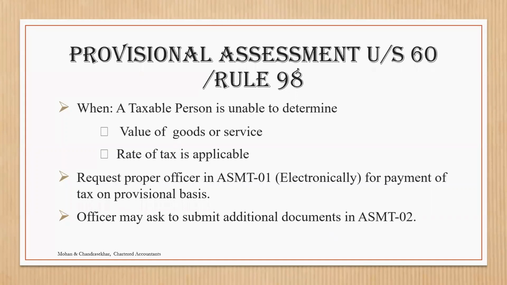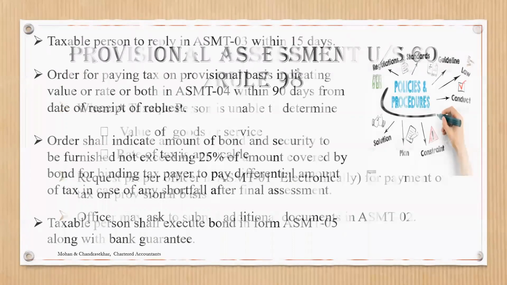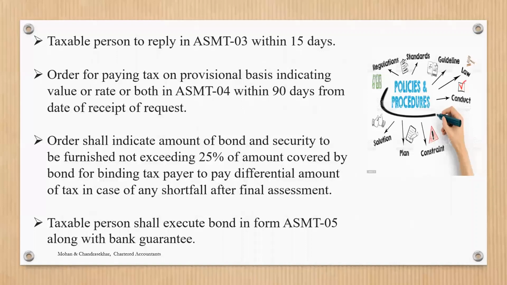So a taxable person who is unable to determine the value of goods or services or rate of tax will request the proper officer in ASMT 01 form electronically for payment of tax on provisional basis. The officer may ask to submit additional documents. So once ASMT 01 is received by the proper officer, he may ask for additional documents from the registered person in ASMT 02. Then the taxable person will reply in ASMT 03 within 15 days, and how much tax has to be paid provisionally will be intimated in ASMT 04 within 90 days from the date of receipt of request. So as soon as the registered person comes to know the amount, he will remit the amount.